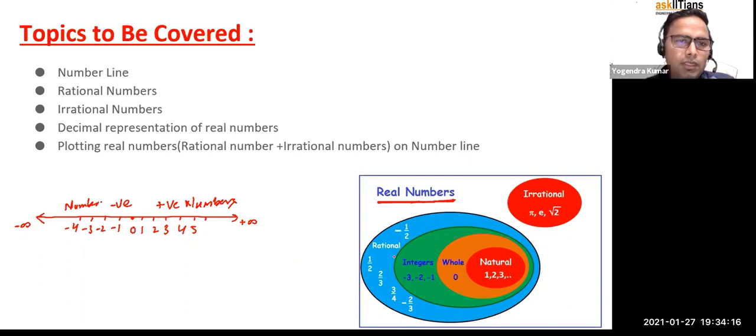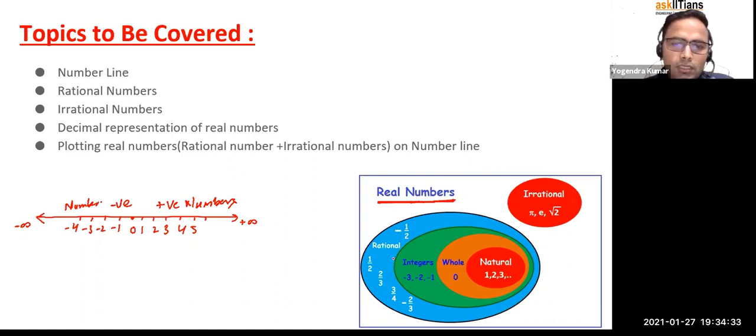Imaginary numbers come in one chapter, complex numbers, which is in 11th grade. So as of now you don't need to worry about imaginary numbers. All are real numbers. Whatever number you are able to write and deal with in maths as of now, those are all real numbers for us.